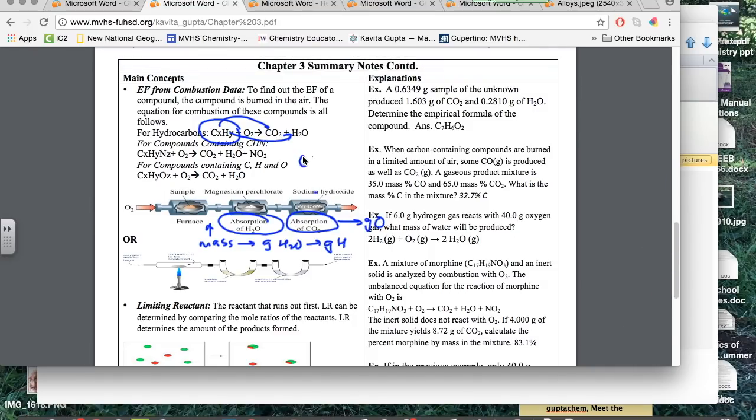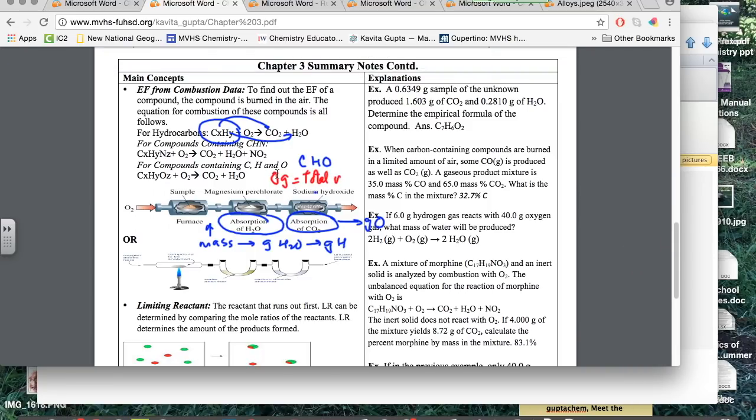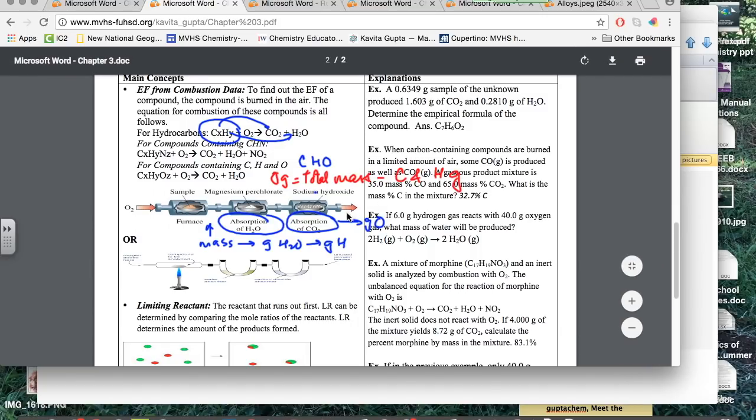From there, we can get grams of hydrogen. Similarly, we can get grams of carbon. And if a substance has carbon, hydrogen, and oxygen, remember, to get oxygen grams, you take the total mass and subtract the carbon and hydrogen grams from it. You cannot use mole ratio because some of the oxygen is present inside the compound and some is coming from outside. So the only way to figure out oxygen is to subtract the mass of carbon and hydrogen from the total.